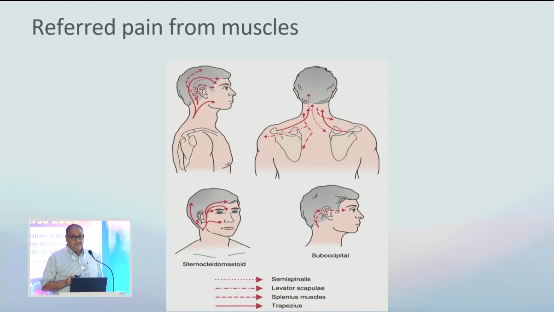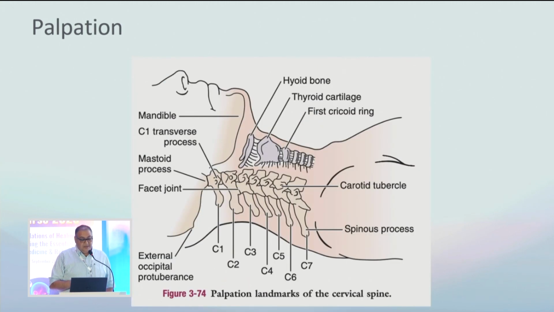Then referred pain of the muscle. If you want to do MSK practice, you must read about it, the Trigger Point book. I forgot who the author is. Who is the author of that book? Travell and Simons. So that is very important. You will find out most of your patients are actually from that book instead of what you're thinking. Then palpation. You can actually palpate all the facet joints if you have a thin man with you.